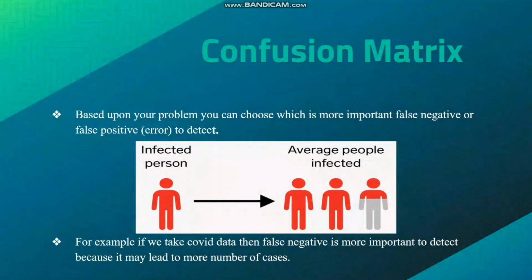person is positive and the kit predicted them as false negative, then they may spread the virus to more people and it may lead to more number of cases. So it is important to detect false negative data in our classifier model, so we can control the number of cases in our country.